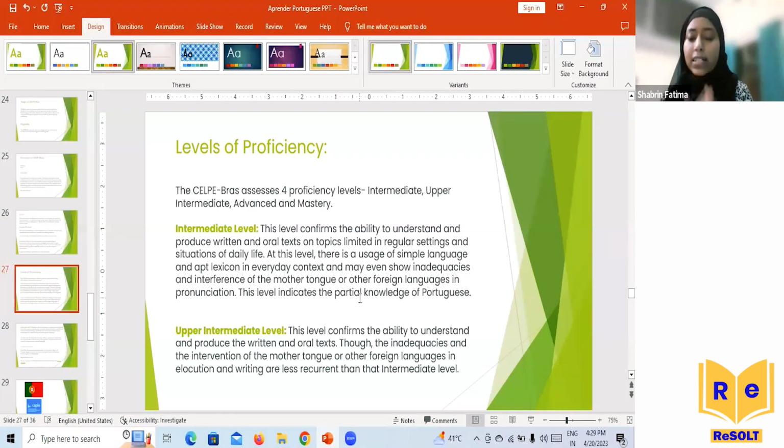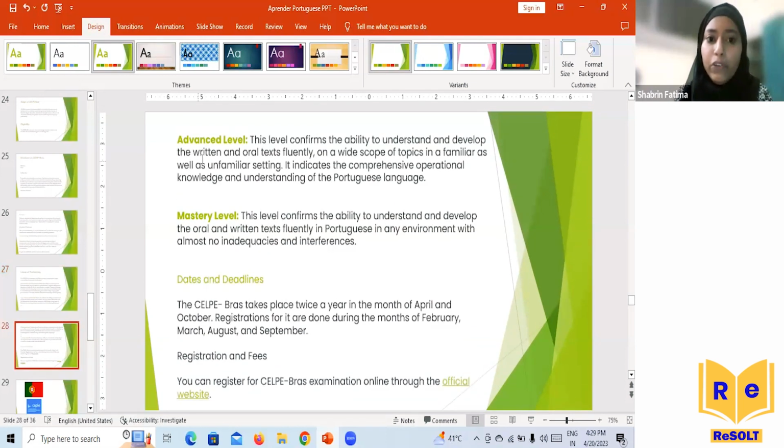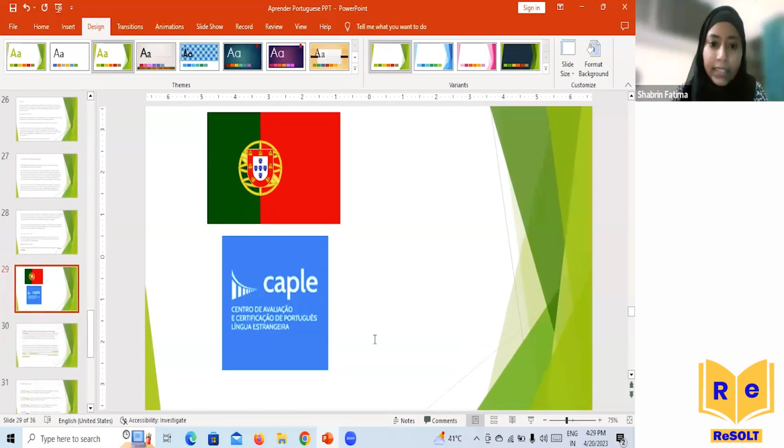As I told you, first we have the intermediate level. You have to complete your intermediate level, which is equivalent to A1 plus A2. If you are done with the A2 level, you can appear in the intermediate level exam. Then if you have already completed the B1 level, you can appear in the upper intermediate level, or you can also appear for the advanced level as well as the mastery level. These are the different levels of this exam. So you can go through these dates and deadlines and the registration process. I have written them over here.